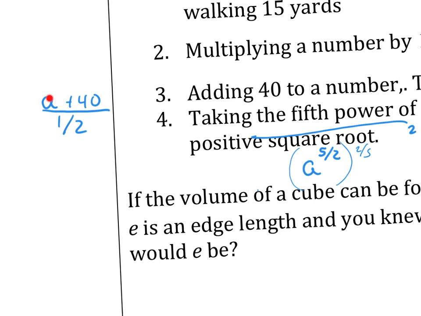So we take a number and we add 40 to it, then we divide that by 1/2. So if I multiply by 1/2, that'll kill that, and then I have to subtract 40. So that's the process. Multiply by 1/2 and subtract 40.